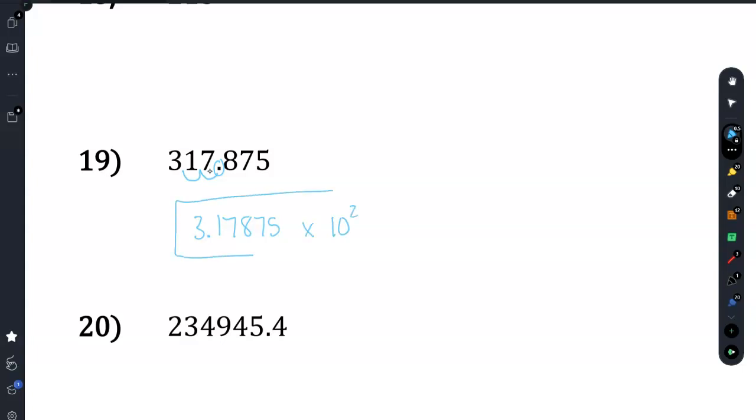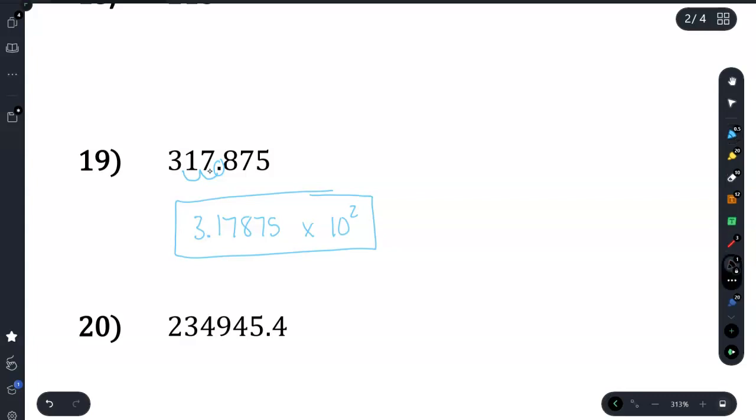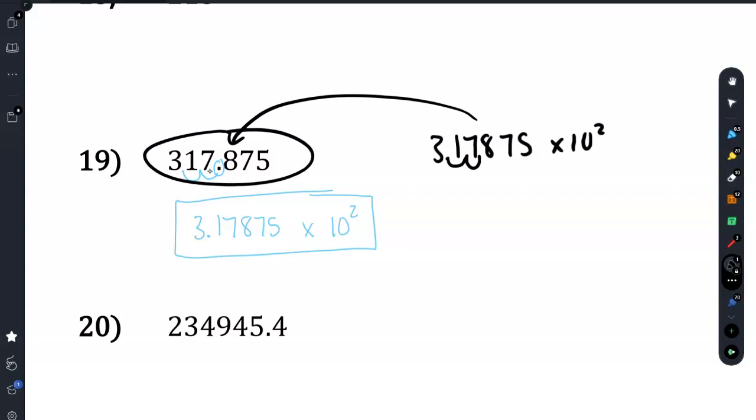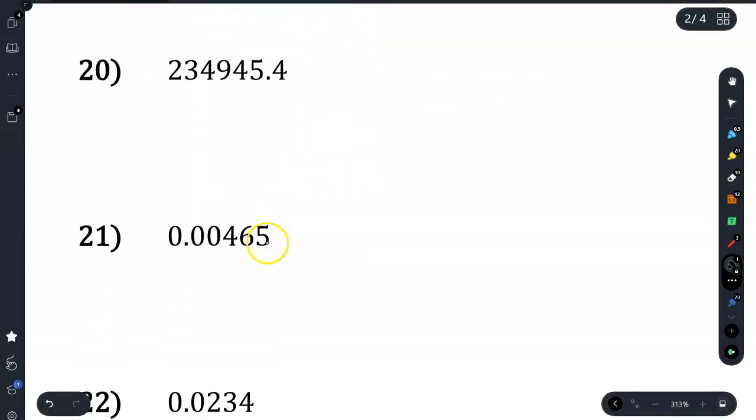My decimal starts here. I need to move it 2 times to the left. If I do that, I have 3.17875. And I moved it 2 times to the left. So here I think opposite. That's going to be a positive 2. If I work backwards, right? So if I just had 3.17875 times 10 squared, I would move this 2 times to the right, and you would see that I would end up with that value there. So that's how I double check myself at least.